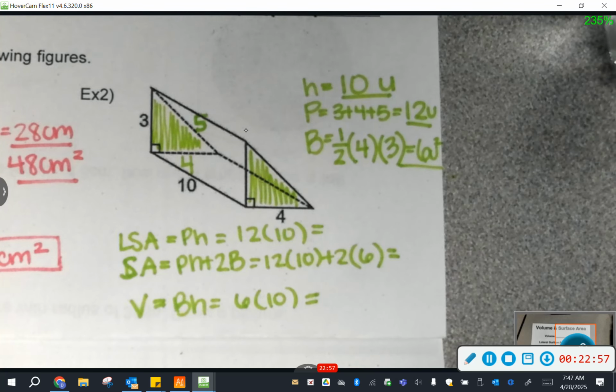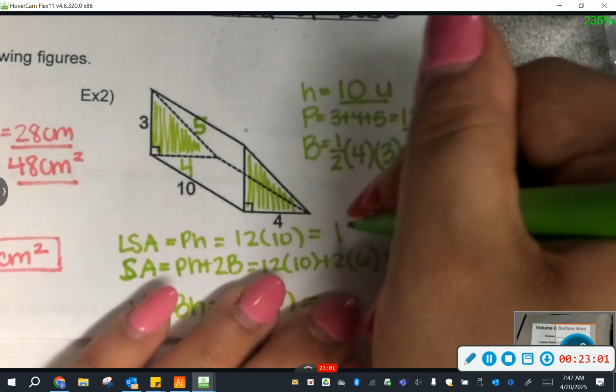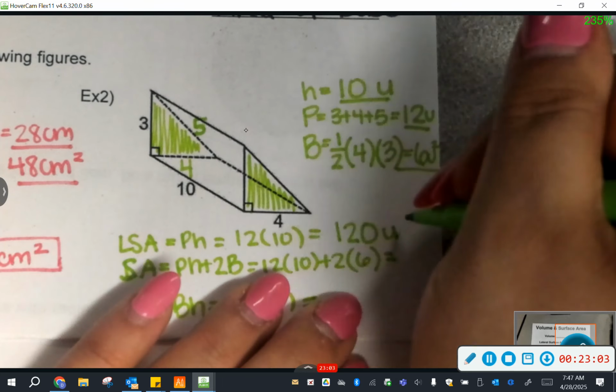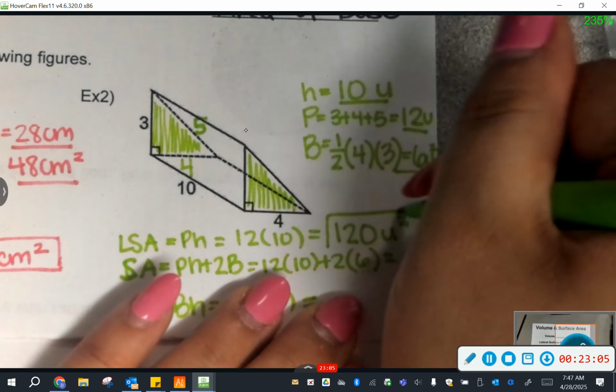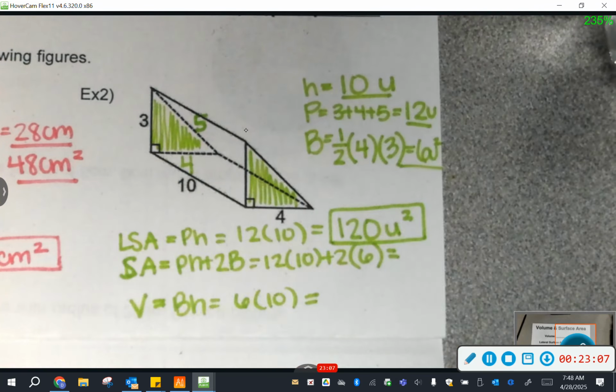The lateral surface area, what did y'all get? 120 is correct. Units squared because it's area. What about total surface area? 132.